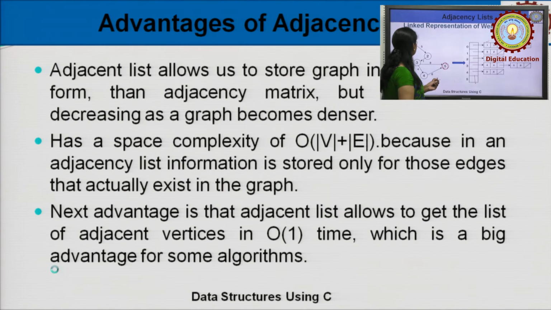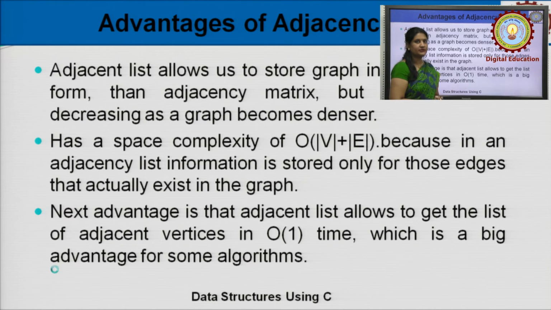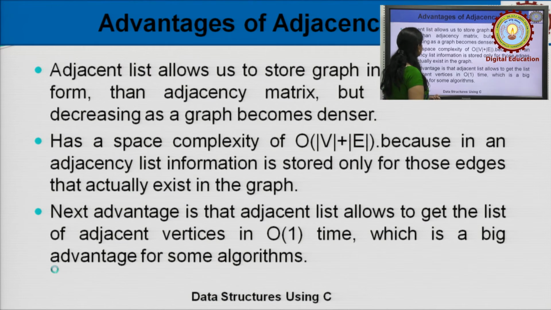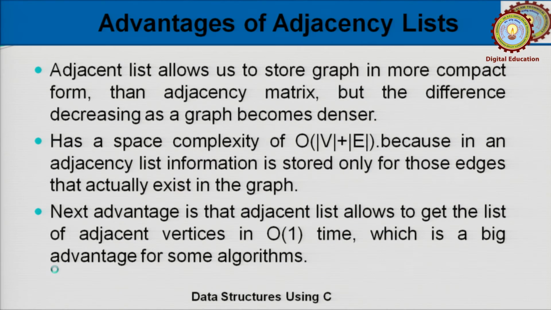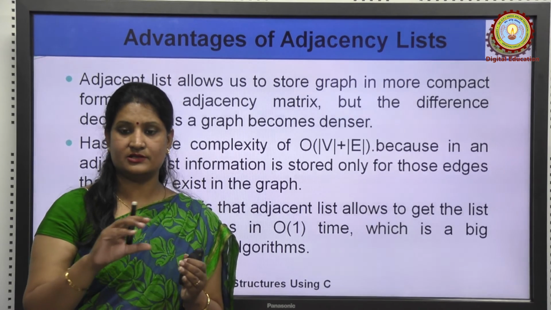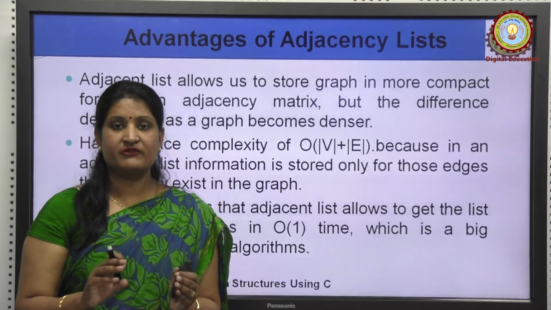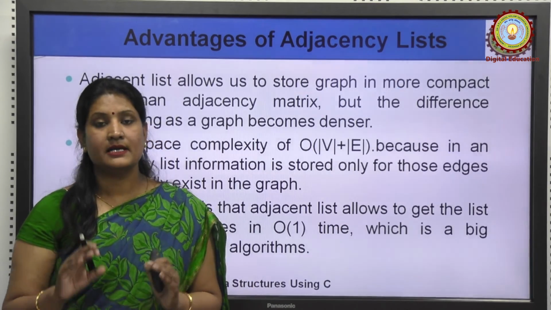Now next, what are the advantages of the adjacency list? First, the adjacency list allows us to store the graph in a more compact form. It means if there is an edge, it will be stored in the adjacency list. If there is no edge, there will be no entry like this.